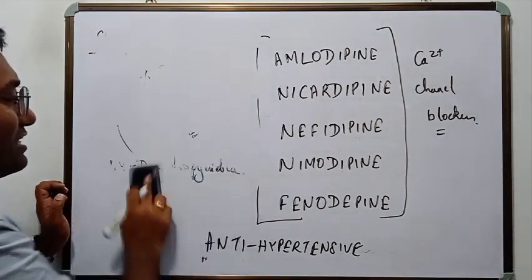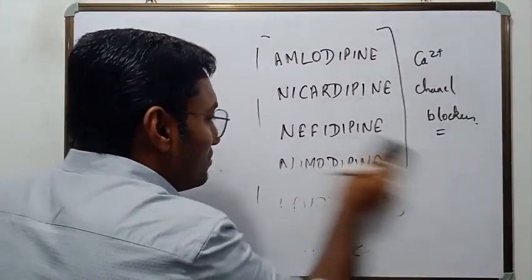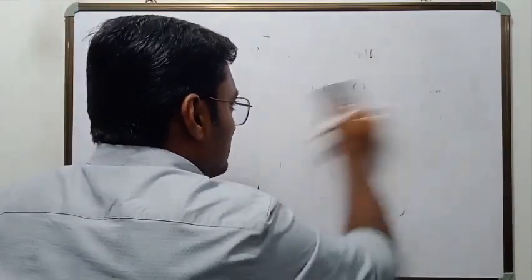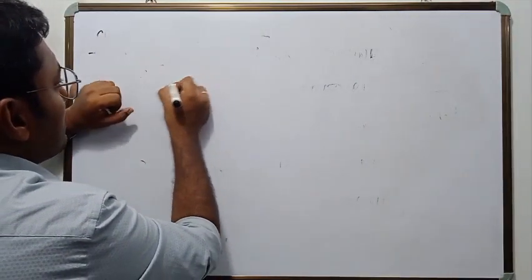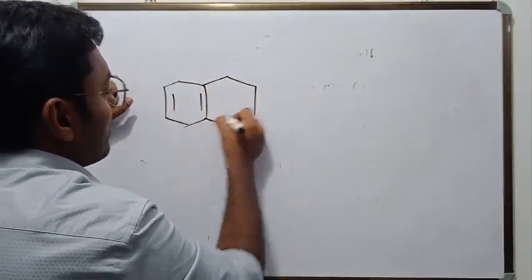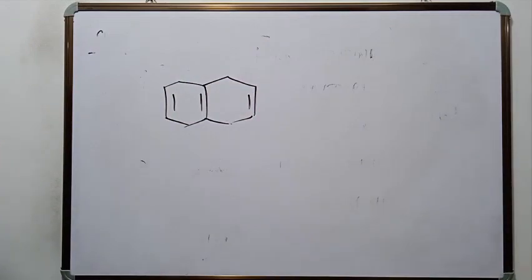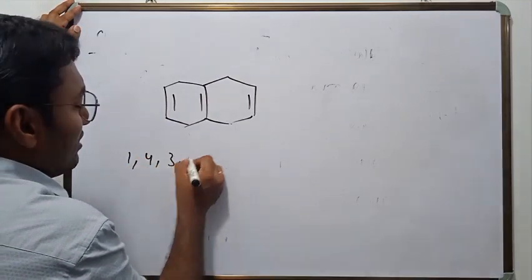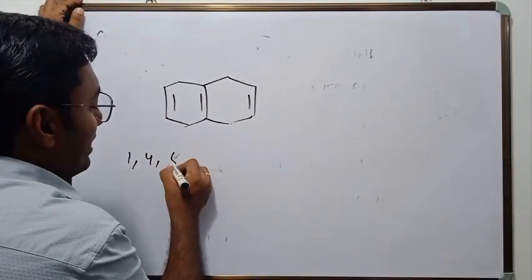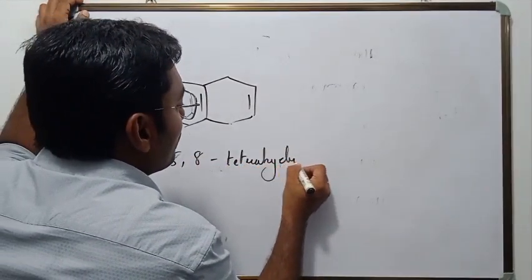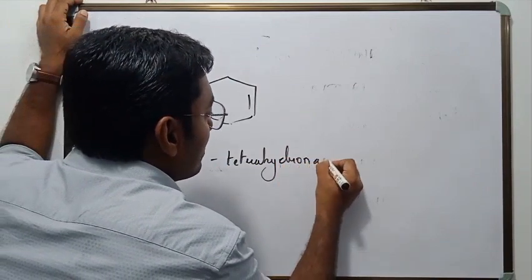Let us go to our second compound. The second compound is like this. This was naphthalene, and now this is 1,4,5,8-tetrahydronaphthalene.